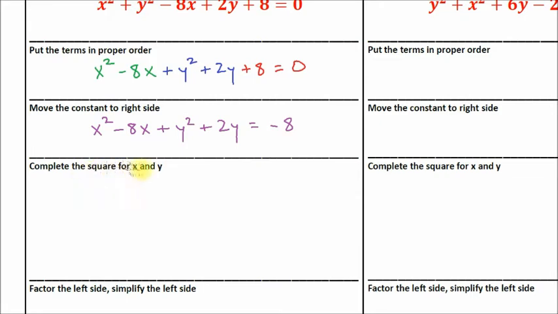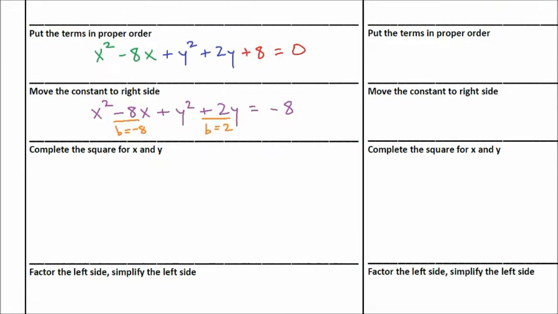Now we're going to complete the square, but not only for x, we're going to complete the square for the y values as well. That means we need two b terms. We need the b term for the x's, and that's going to be negative 8. We need the b term for the y's, and that's going to be positive 2. Let's complete the square for both of them.